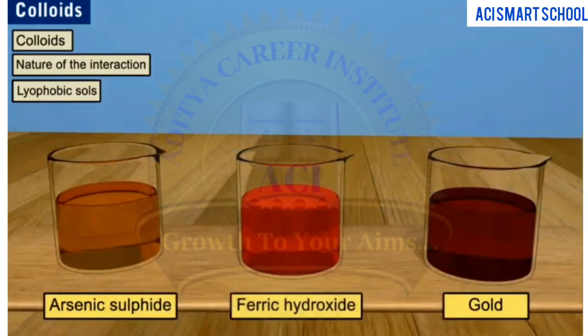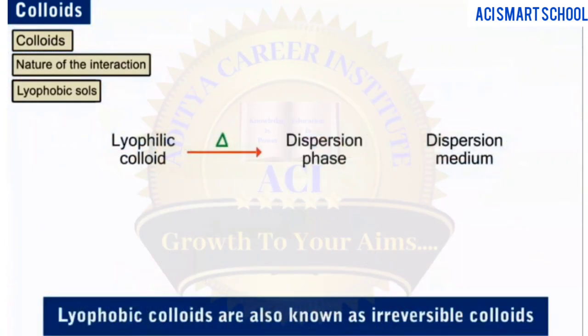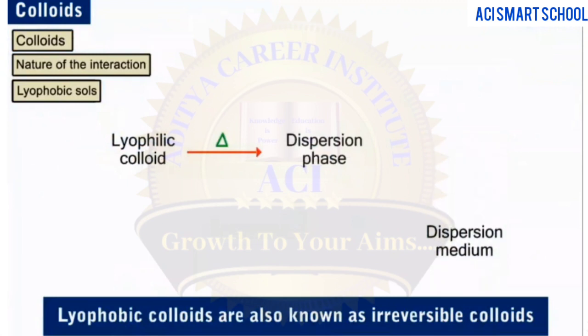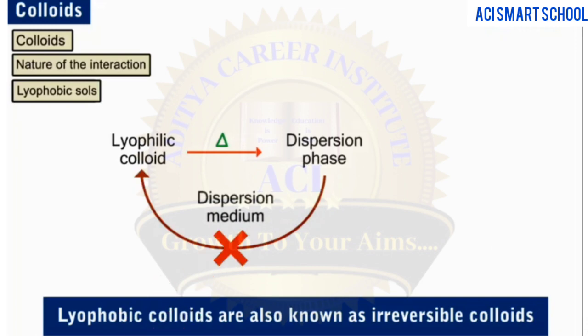Arsenic sulfide, ferric hydroxide, gold, and other metals form lyophobic colloids. These metals are sparingly soluble, and thus their molecules do not pass readily into the colloidal state. Lyophobic colloids are also known as irreversible colloids because their residue obtained by evaporating the dispersion medium cannot be converted back into a sol through ordinary means.